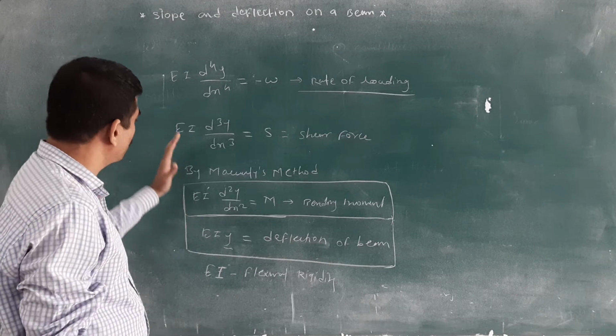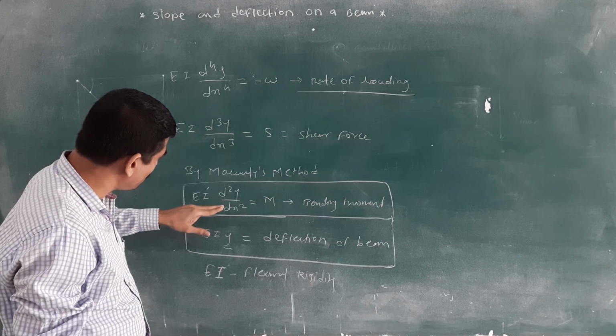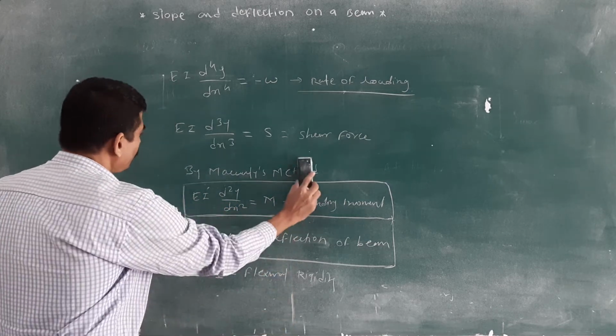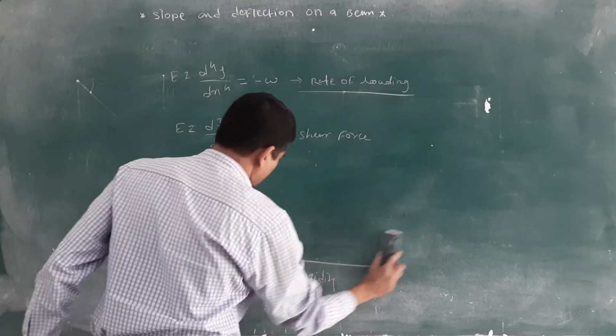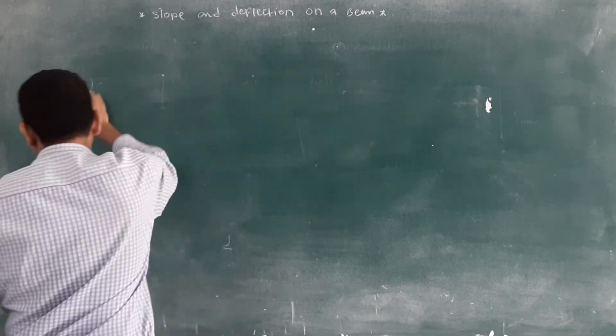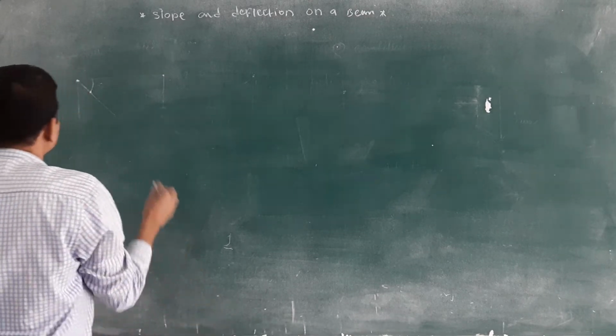We'll check that. All of you getting? You should remember these two formulas only. EI d square y by dx square is equal to M. The next one is Macaulay's method. I will explain this Macaulay's method with the help of one example.